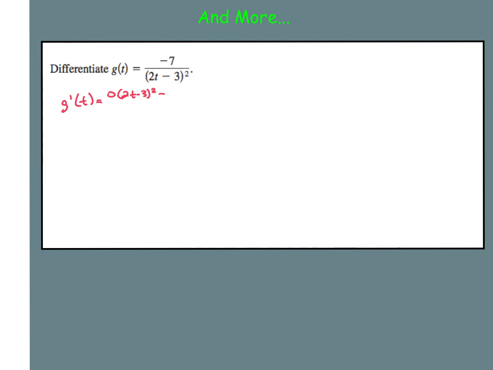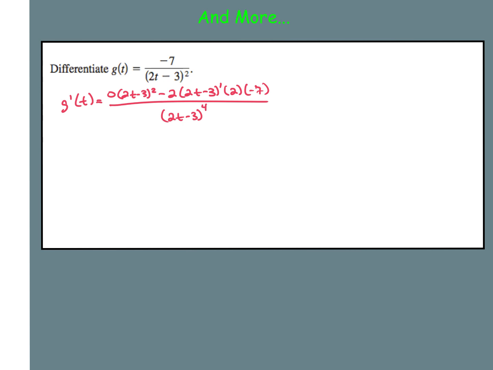And now the derivative of what? The bottom. So what comes out front? 2. And then I have 2t minus 3 to the power of 1. However, does chain rule happen on that bad boy? Yes. What pops out? A 2. A 2 pops out. And then times what? -7, the top. So then it's over what? 2t minus 3 squared. So what would that be? To the 4th.